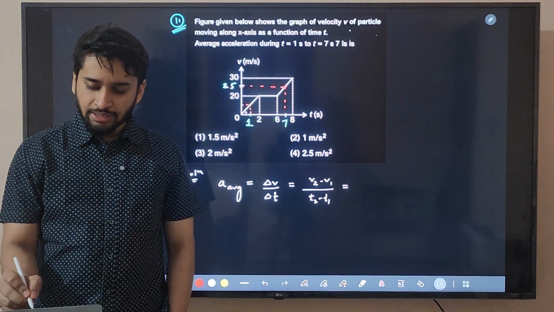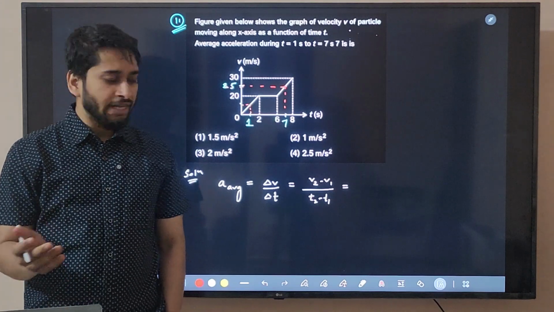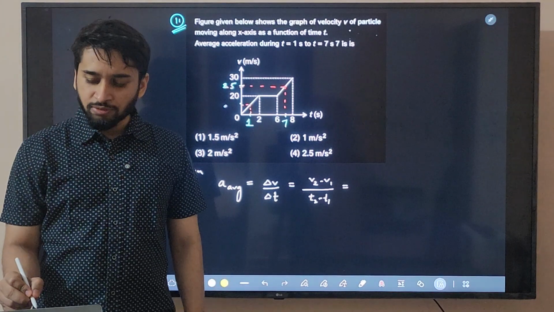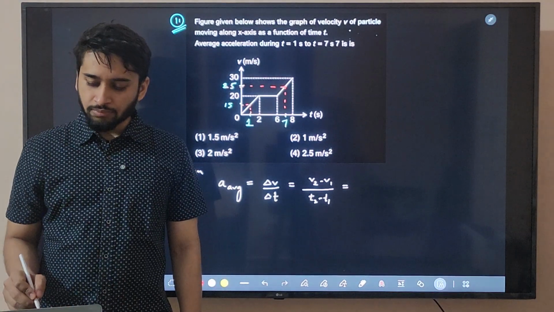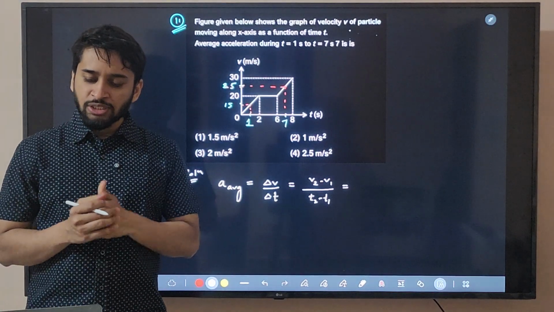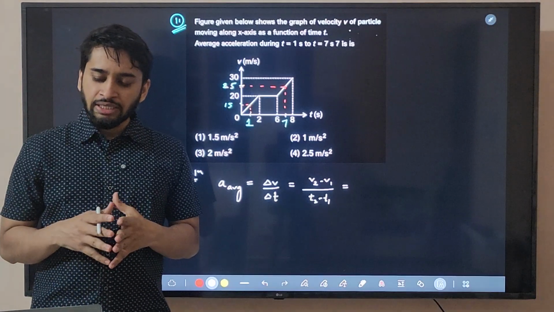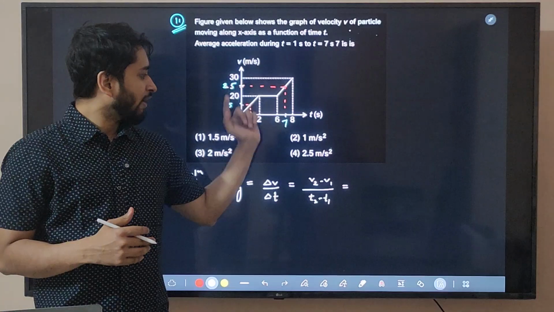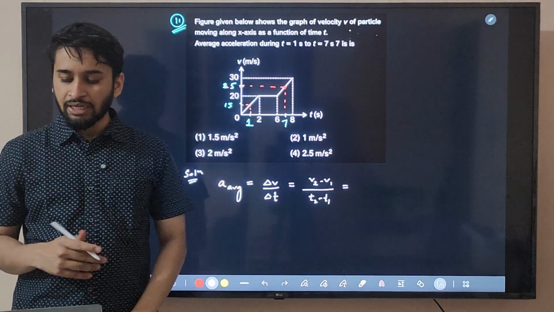So this is 1 and this is the midpoint. Again, since the x coordinate is the midpoint here, the y coordinate will also be the midpoint. So this will be 15, right? So what will be v2? v2 is 25. So the velocity at 7 seconds is 25, and the velocity at 1 second is 15, right?